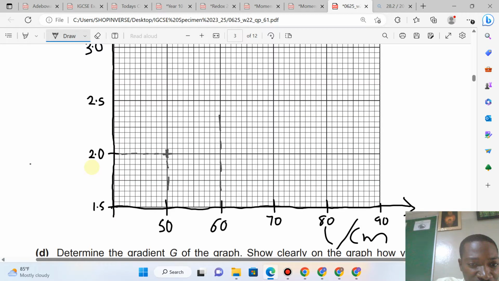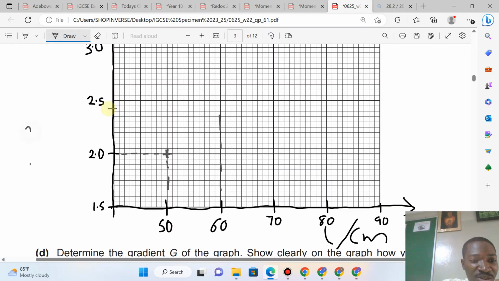This is 2.0. The next division will be 2.05. The next one will be, okay, this is 2.0, 2.05, 2.1, 2.15, 2.2, 2.25, 2.3, 2.35, 2.4. This 2.4, this 2.45. 2.43 will be in between, 2.43 will be here, in between 2.4 and 2.45.